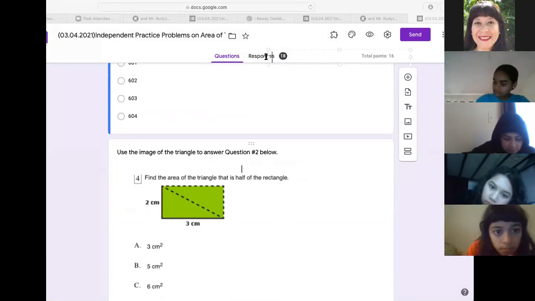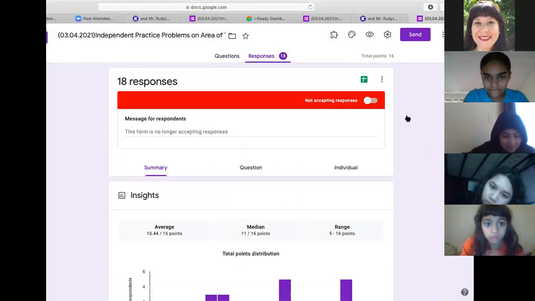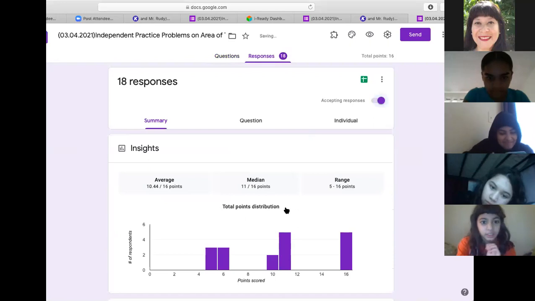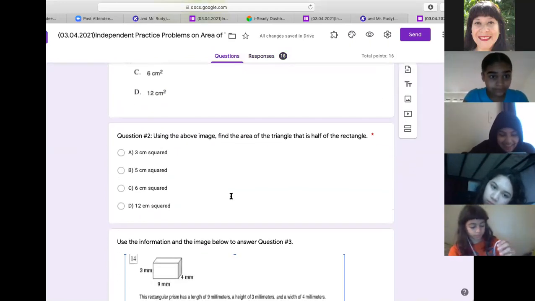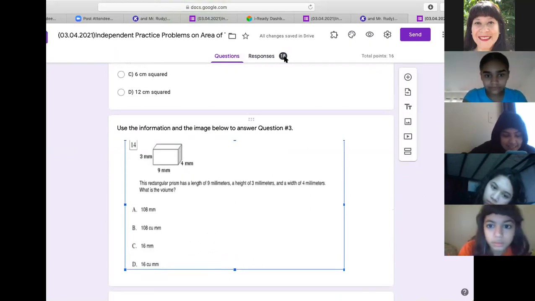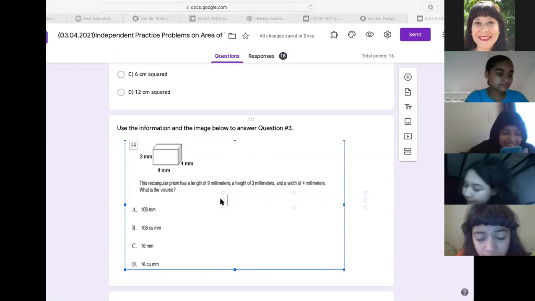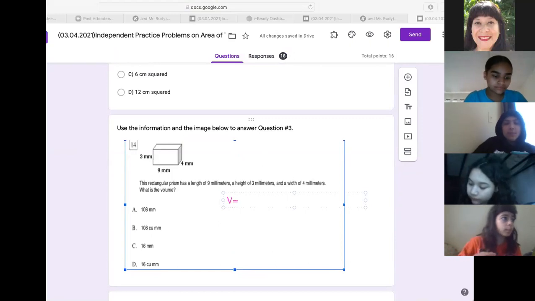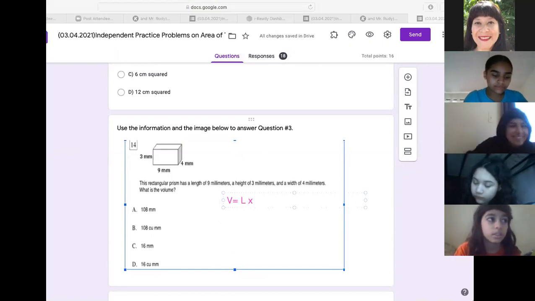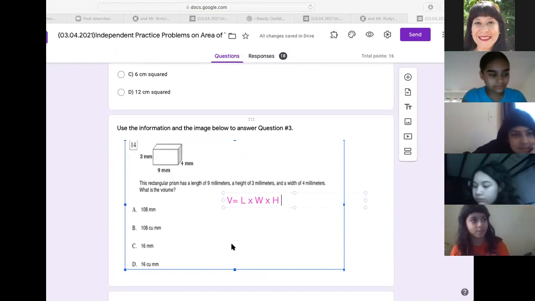Okay, the next question will be, and hopefully you guys will do awesome. Question 3, how do I find the volume? Somebody can come off mute and tell me the volume formula. Extra kickboard points, volume formula. V equals length times width times height. Thank you, Brandon, and thank you, Emma. So you're going to multiply 9, 3, and 4 and get your answer.